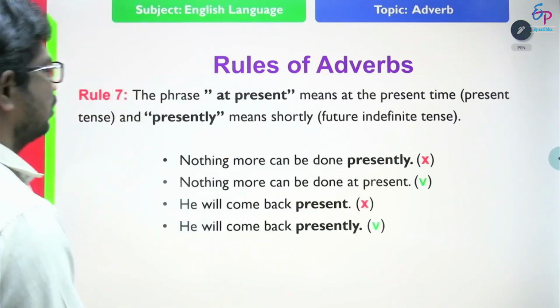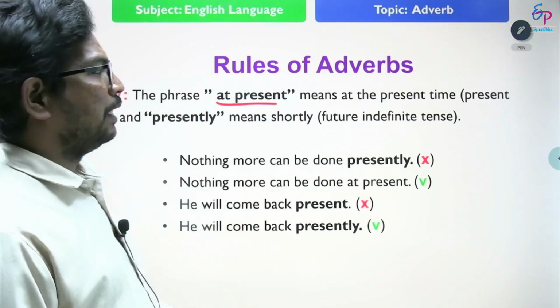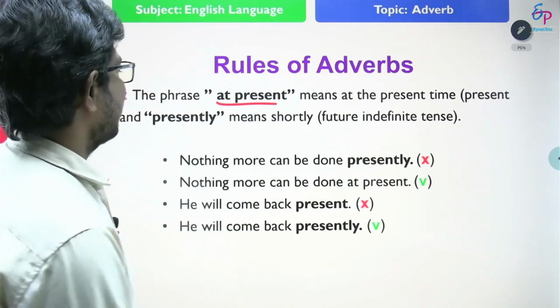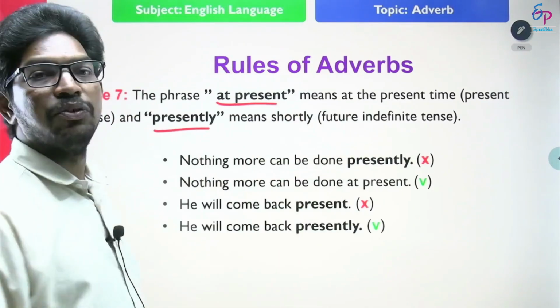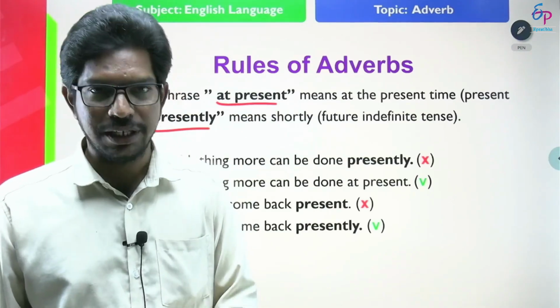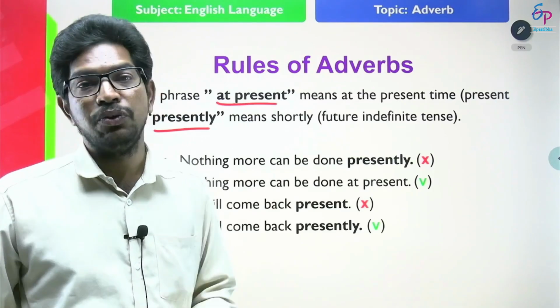See the next rule. The phrase at present denotes present time. At present means present, and presently means shortly, that is future. The phrase at present means present tense, present time. Presently means shortly, it indicates future time.